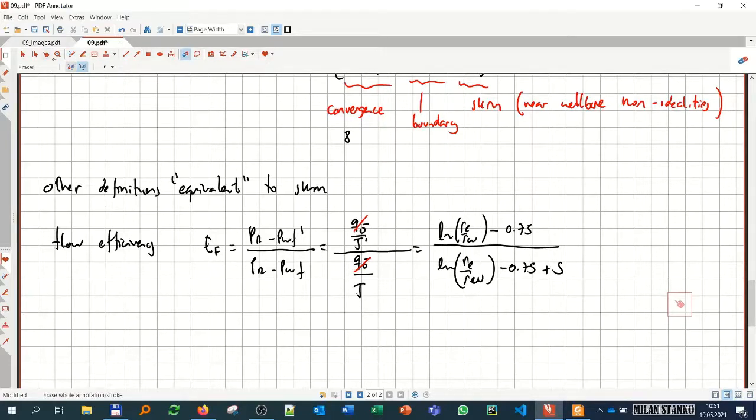Then we can say that these are roughly equal to 7, approximately 7 plus S. So this is another approximation. You can see in some textbooks that they use flow efficiency instead of skin, but now you know how to convert between the two definitions.